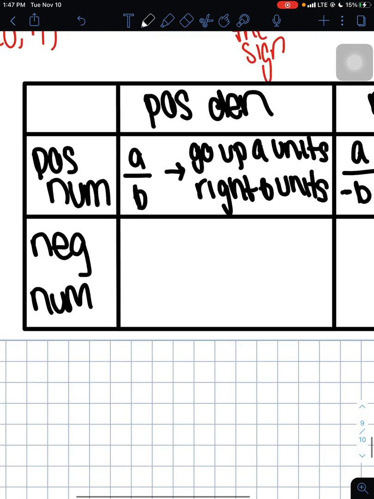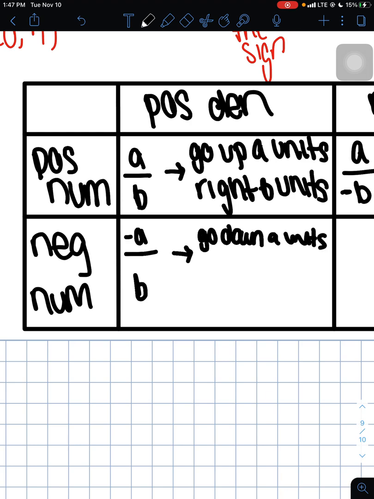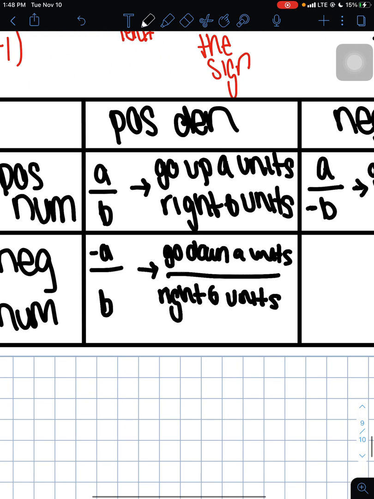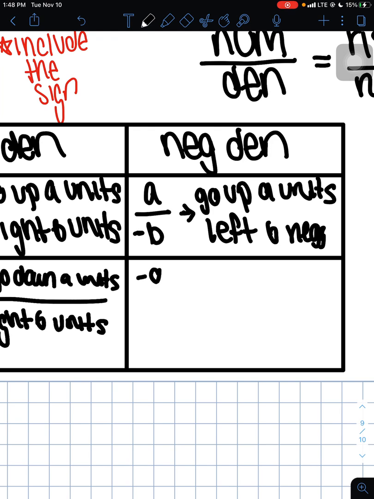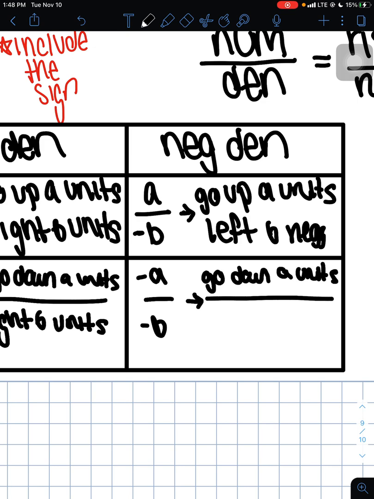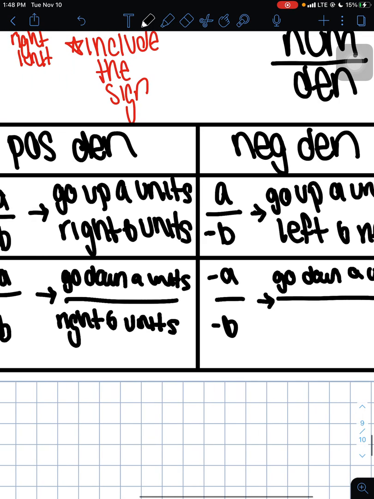So there's 2 more different possibilities. What if we have a negative numerator and a positive denominator? That's going to be negative A over B. That's going to tell us to go down A units and to the right B units. And if we have a negative numerator and a negative denominator, that's going to be a negative A over a negative B. That's going to tell us to go down A units. And I'm going to let you tell me what that's going to mean for the negative B.